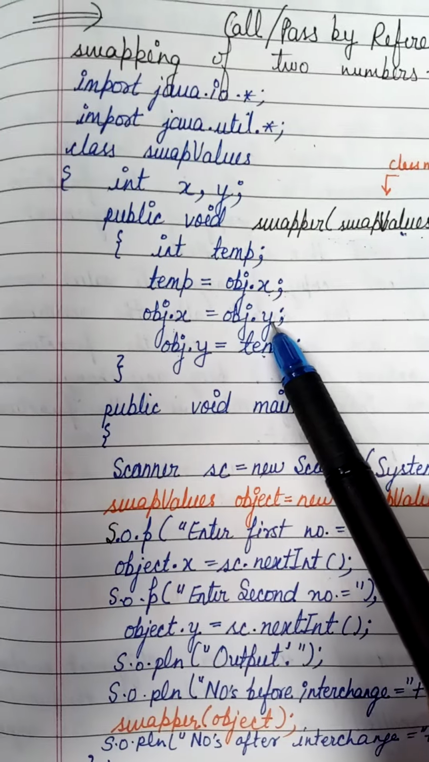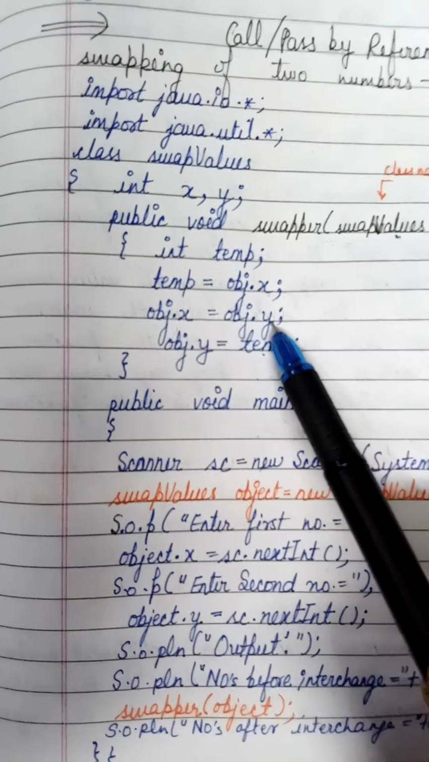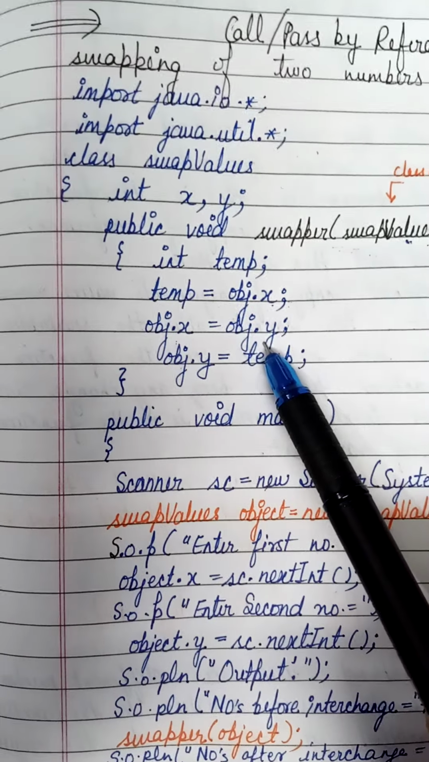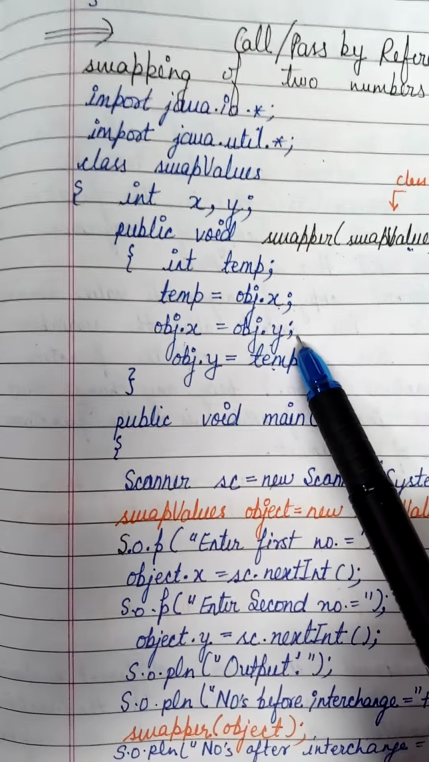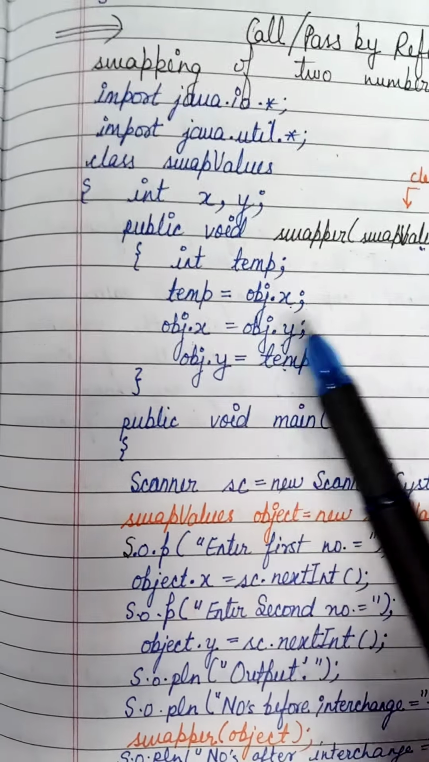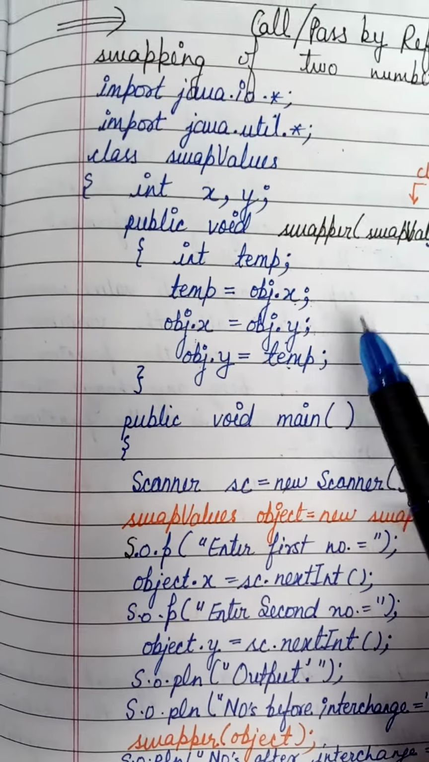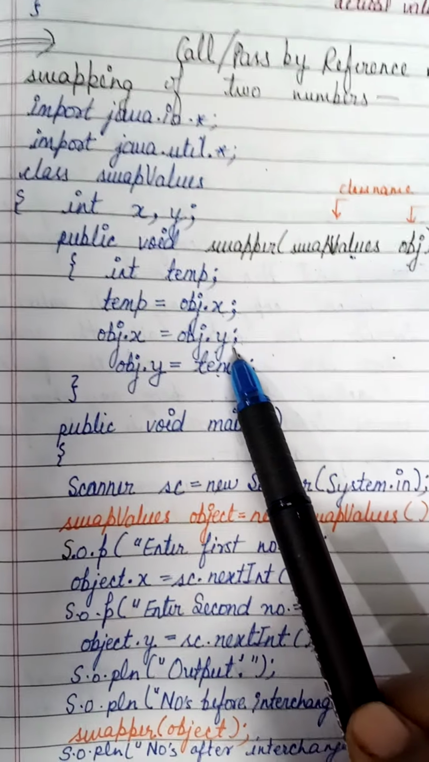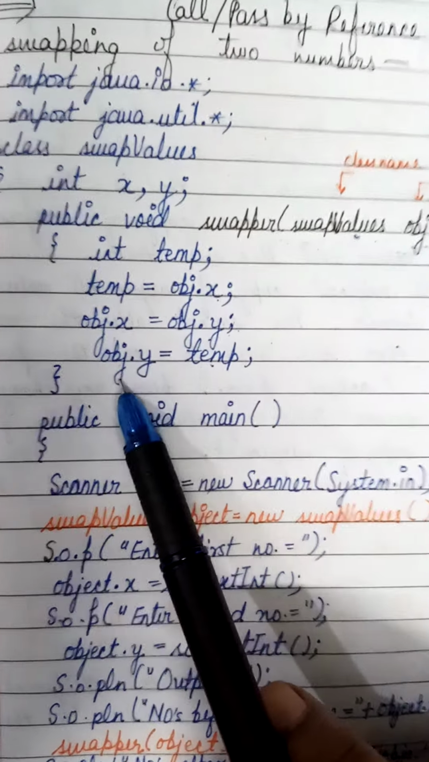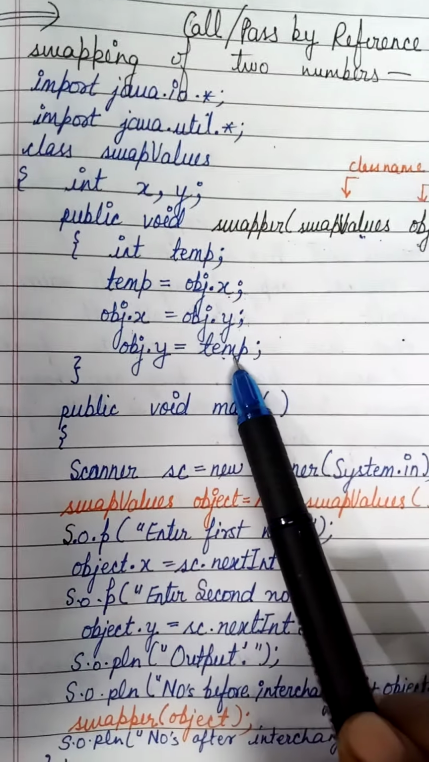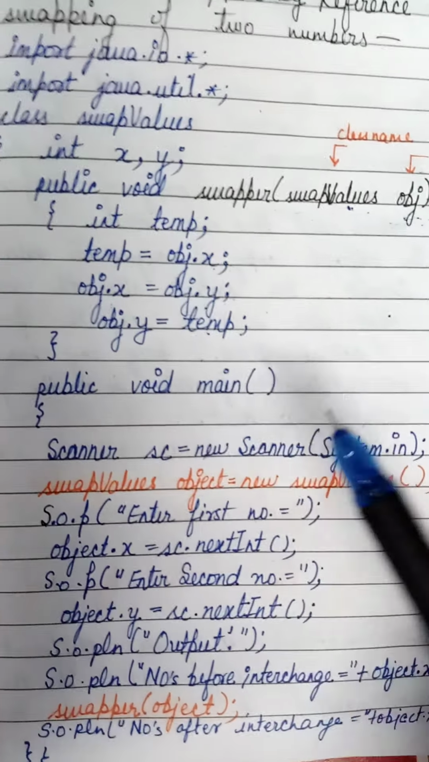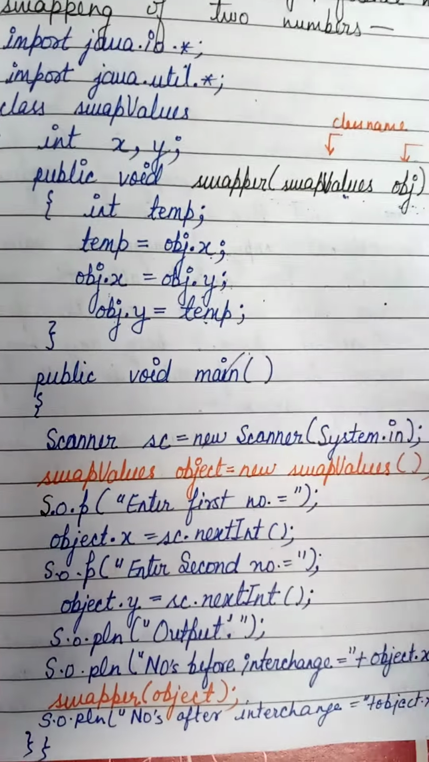In call by value, we were receiving that within a and b. We were working with a and b. But here we are receiving the reference of x and y through the object, obj.x, obj.y. We are working with the actual parameters only. We are not receiving any copy of x or y. So we performed the swapping.